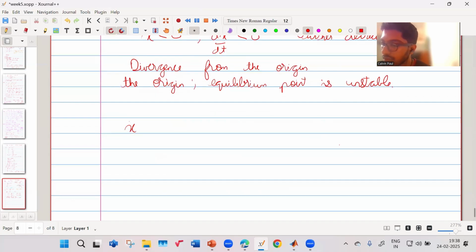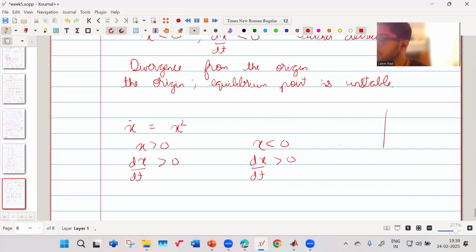Let us consider the case when x dot is equal to x squared. So in this case, what happens? When x becomes greater than 0, the derivative again becomes greater than 0. When x becomes less than 0, the derivative is still positive. So if this is x and this is your dx by dt, you will plot it like this. This is your dx by dt.